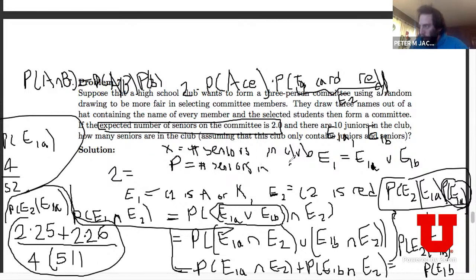Then what you should do is compute the expected value of P as if there are X seniors in the club, where X is unknown, and that there are 10 juniors in the club. Try to compute the expected value of P and then set it equal to 2 and solve. This will be some unknown function of X. X is the unknown number of seniors in the club. You're just going to find the expected value of P as a function of X. It'll be equal to 2, and then you'll solve for X. That's the setup for that problem.